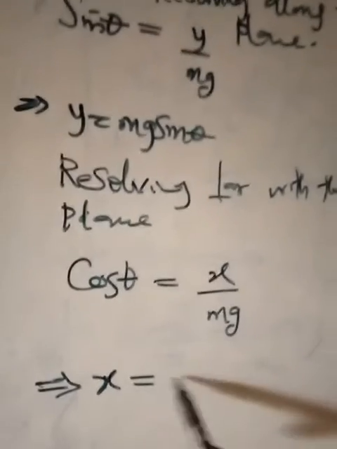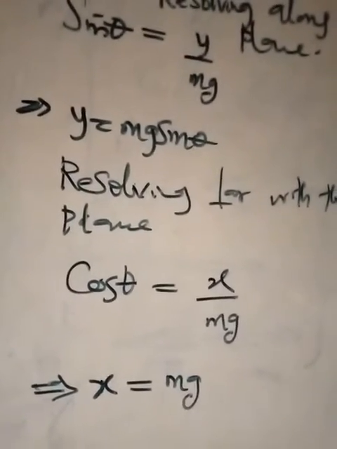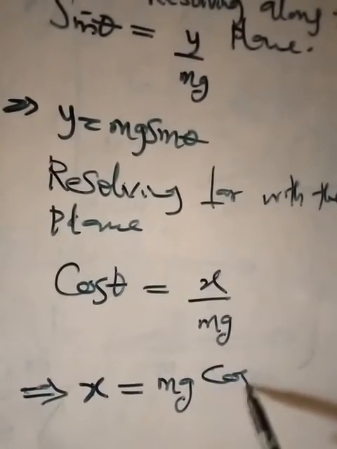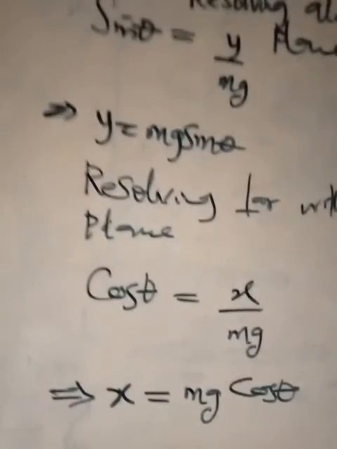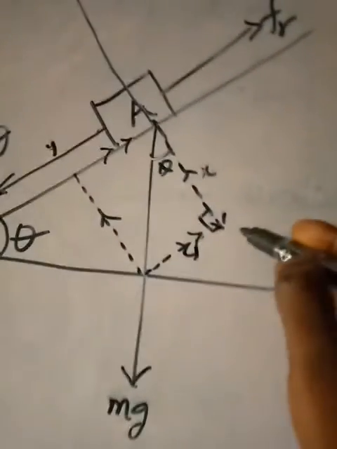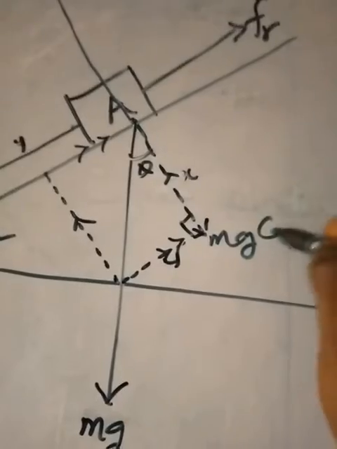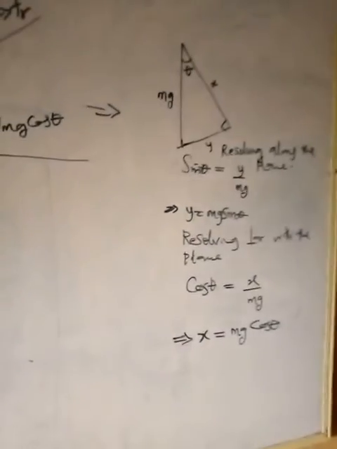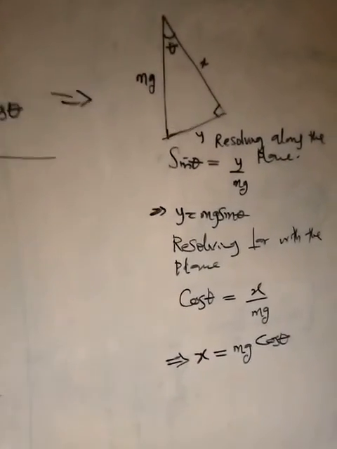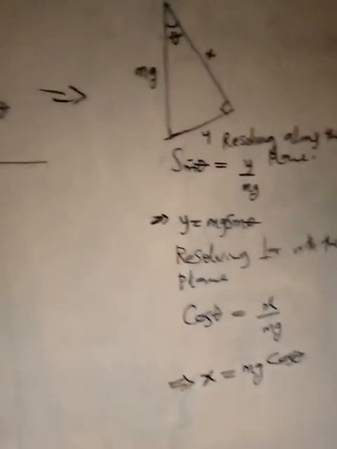So our S is going to be S equals mg cos theta, which means that this is mg cos theta. So this is how we get all the forces that are acting on the body A.